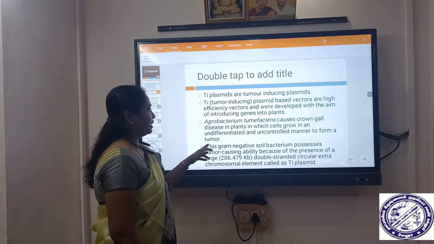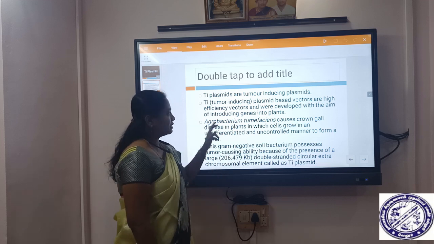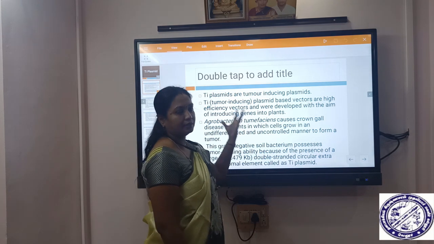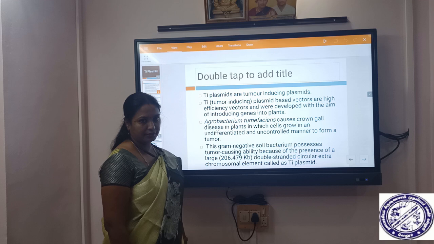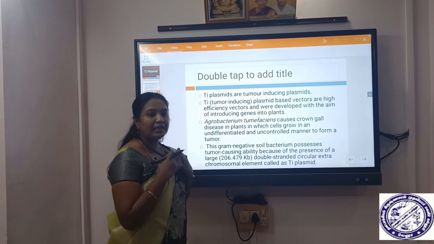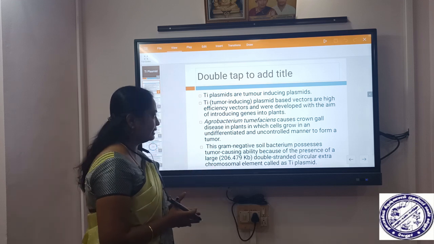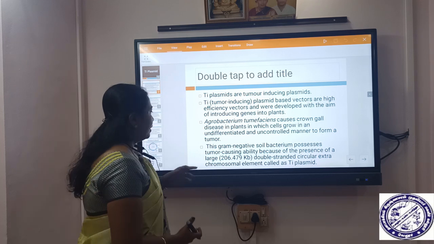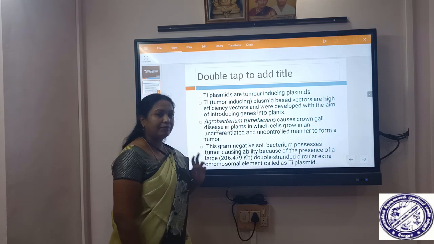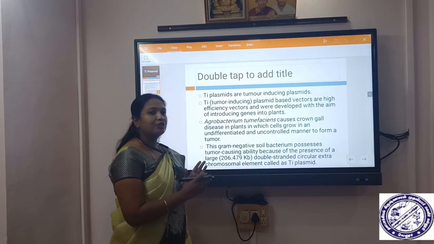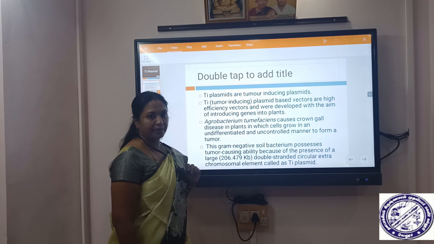Agrobacterium tumefaciens is a gram-negative soil bacterium. Only this Agrobacterium tumefaciens possesses the TI plasmid, and this bacterium causes a disease called crown gall disease in plants, in which the cells grow in an undifferentiated manner, because we all know what a tumor is. A tumor means undifferentiated growth of cells in an uncontrollable manner, which results in the formation of a tumor. So this gram-negative soil bacterium possesses the tumor causing ability because of the presence of this TI plasmid.